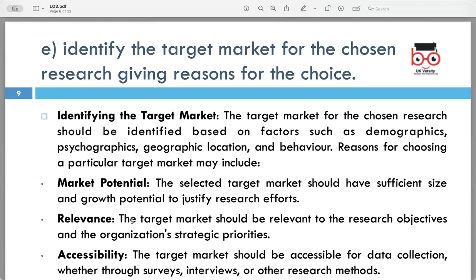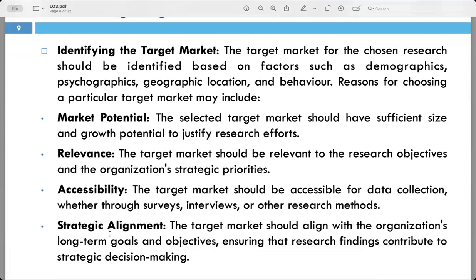Market potential: the chosen target market should have sufficient size and growth potential to justify the research effort. For example, targeting a rapidly growing demographic segment can provide valuable insights for expanding market reach and increasing sales. Relevance: the target market should be relevant to the research objectives and the organization's strategic priorities. For example, if the research aims to understand young adults' preferences for digital products, the target market should focus on this age group.